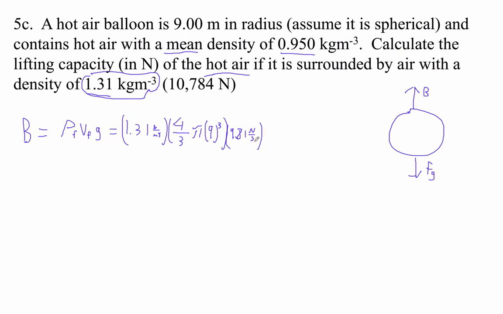So 1.31 times 4 divided by 3 times pi times 9 raised to the third. Oops, I typed 1.30. I'm going to type 1.31. Don't square it. All right, times 9.81. So the buoyant force is actually 39,242.5 newtons.